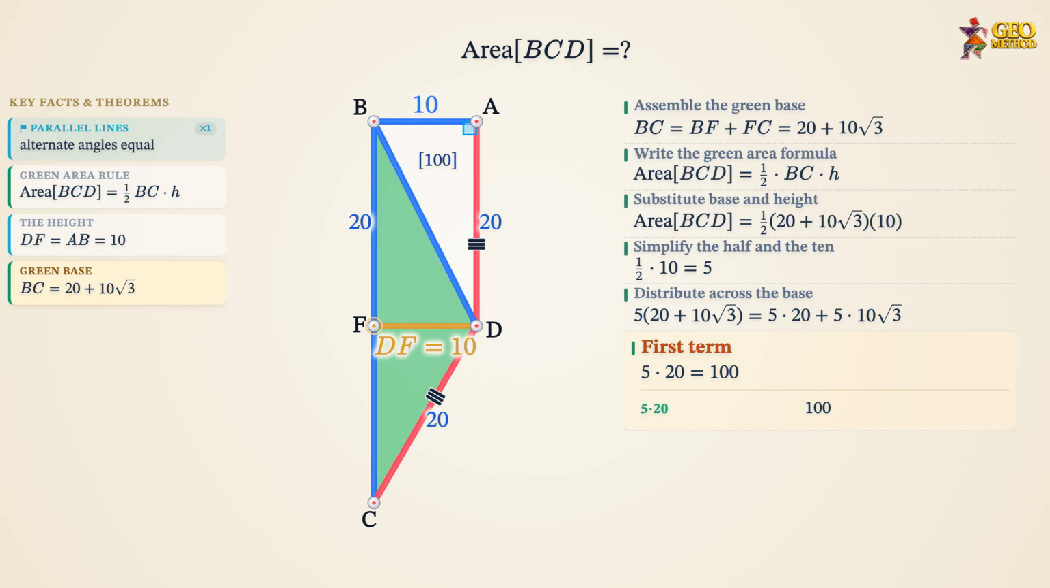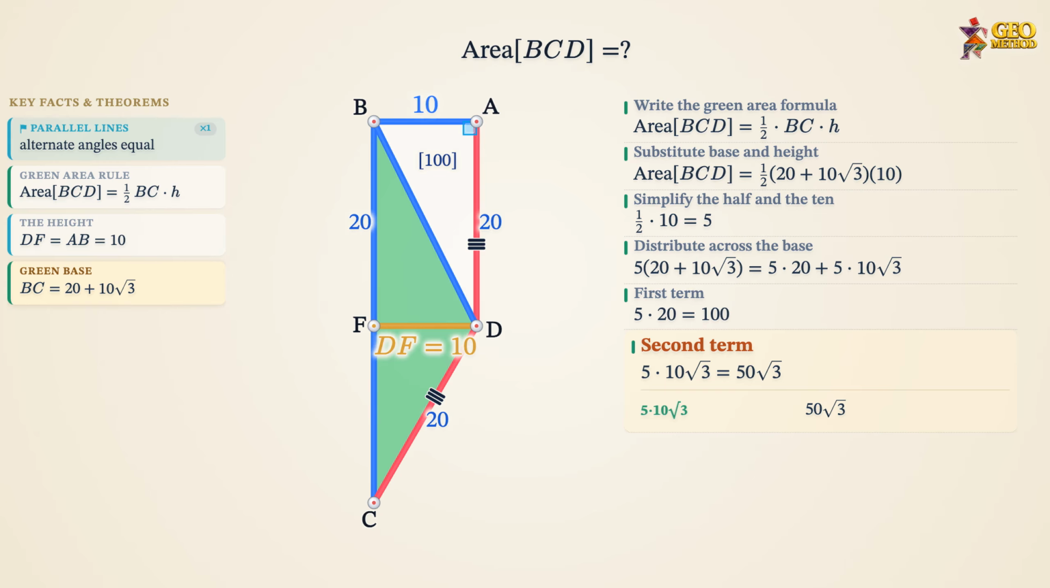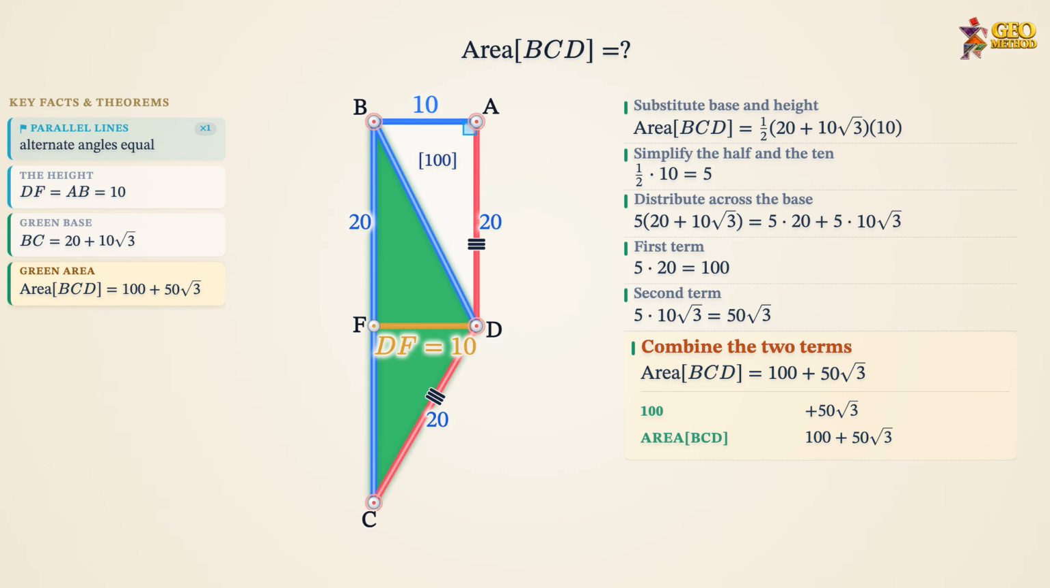The first term is 5 times 20, which is 100. That is the whole number part of the green area. The second term is 5 times 10 square root of 3, which is 50 square root of 3. That is the irrational part carrying the square root. Add the two terms together. The green area is 100 plus 50 square root of 3. Since one term is rational and the other is not, this is the simplest exact form.